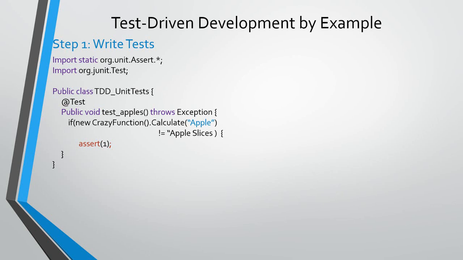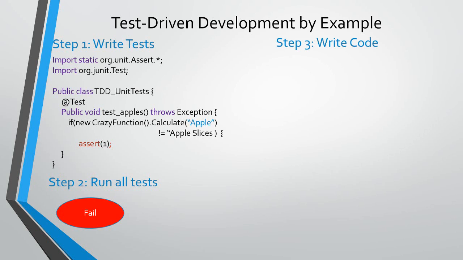In this example, we're creating a simple test case for a dummy function called crazy function and its calculate method. If we pass the word apple into this method, the test will fail if the output does not equal apple slices. Now, if we run this code, the compiler will fail as there is no actual code to calculate the crazy function.